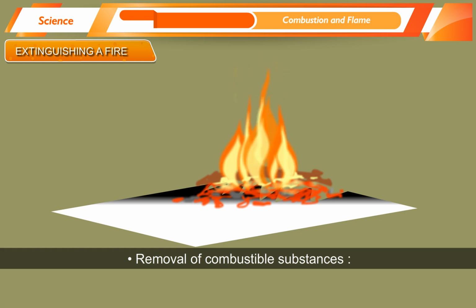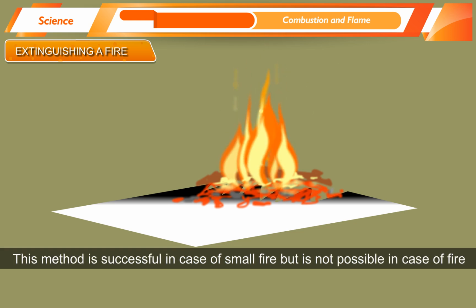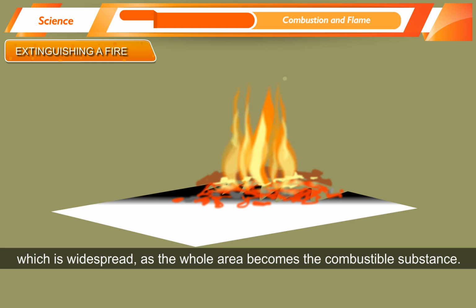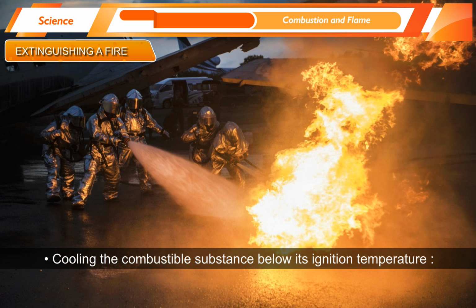Thus, the methods of extinguishing a fire are as follows. Removal of combustible substances. This method is successful in case of small fire, but is not possible in case of fire which is widespread, as the whole area becomes the combustible substance. Cooling the combustible substance below its ignition temperature.